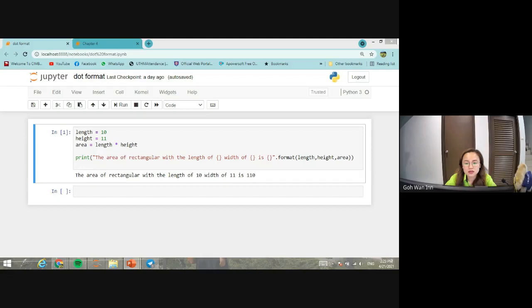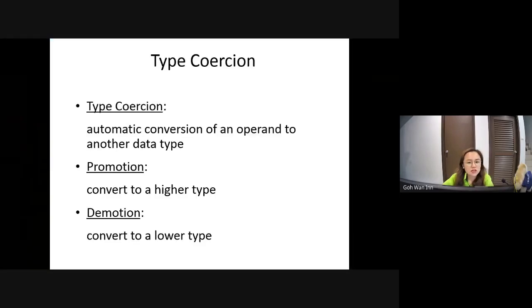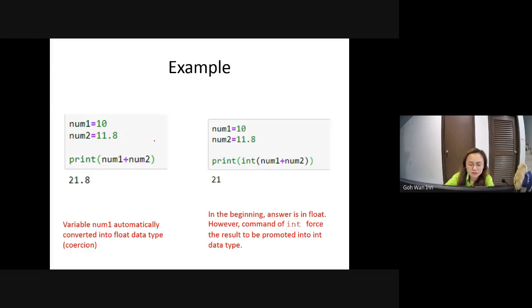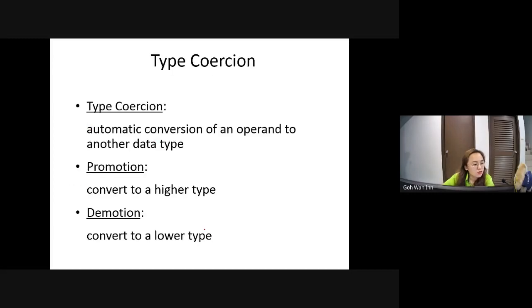Let me go to the other part. Okay, let me continue here. Type coercion, what does it mean here? Wait, let me get the laser or pen. Okay, so here it means automatic conversion of an operand to another data type. Promotion is converting to a higher data type. Demotion is converting to a lower data type.